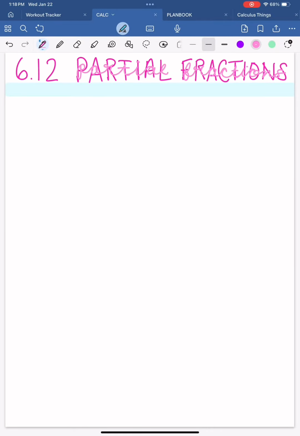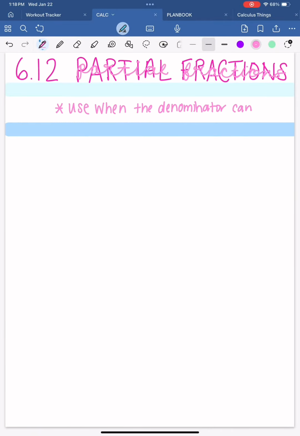Today we're going to talk about partial fraction integration, which is really cool. And in AP Calc, we're going to use it when the denominator can be factored into linear non-repeating factors. In more advanced calc, you learn all different ways. So let's look at this first integral here.